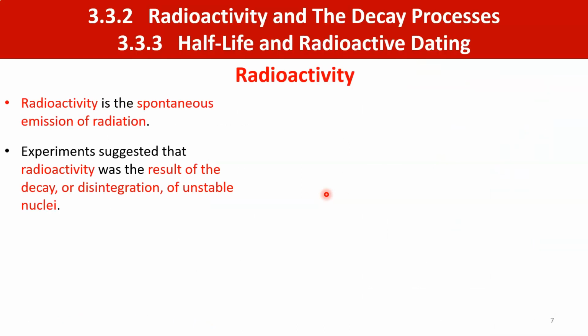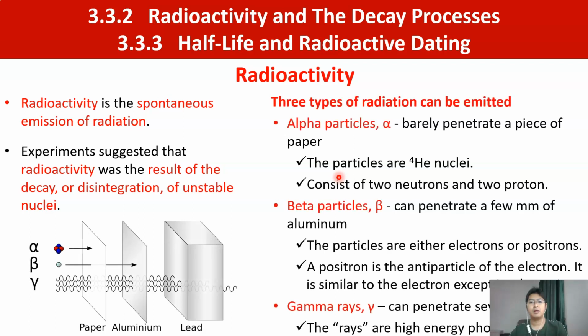We proceed to the topic of radioactivity and the decay processes, half-life and radioactive dating. Radioactivity is the spontaneous emission of radiation. Experiments suggested that radioactivity was the result of the decay, the disintegration, of unstable nuclei. There are three types of radiation that can be emitted.